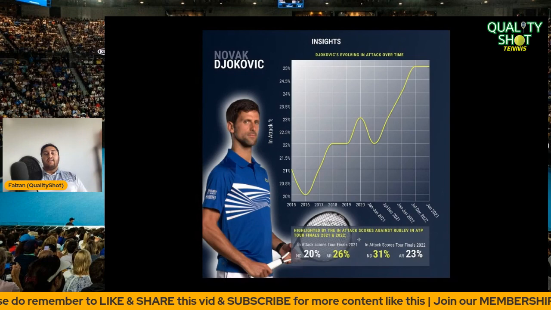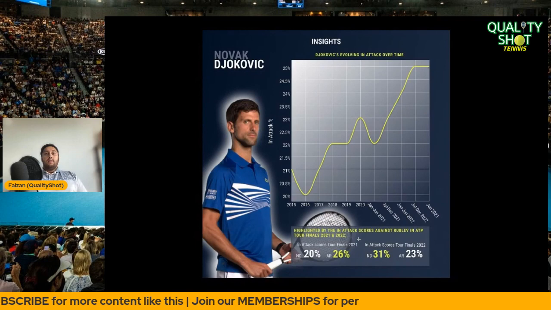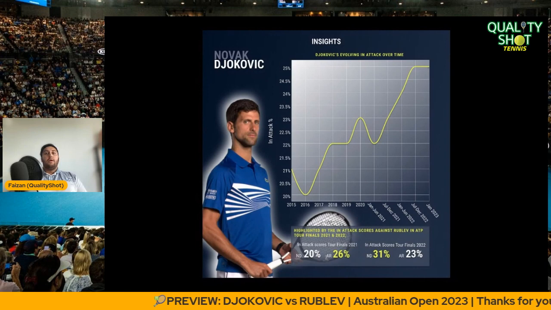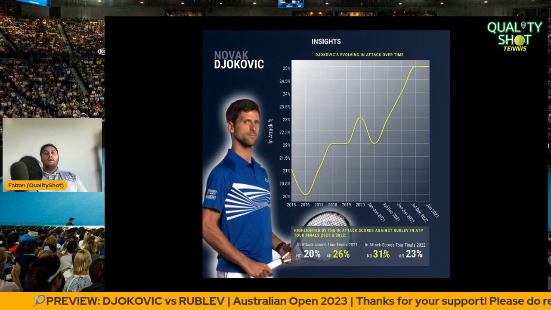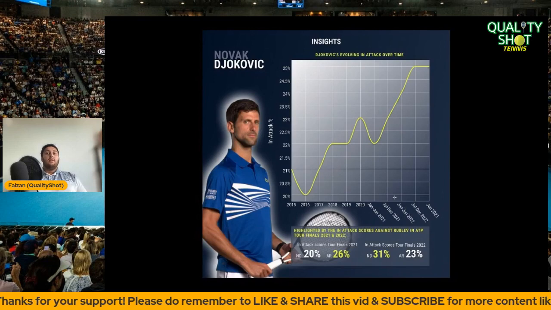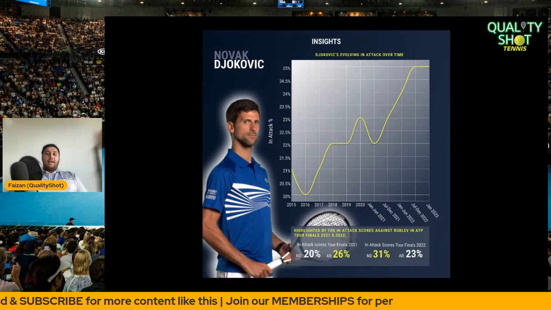And what's highlighted, I guess, is the fact that in the ATP Tour Finals in 2021, against Rublev, so this is when they both played each other, Djokovic was at 20% in 2021, and Rublev was at 26%. Djokovic in 2022, when he absolutely dismantled Rublev in straight sets, 31%, Rublev at 23%. So a dip from Rublev in attack, and for Djokovic, more than an 11% increase. So pretty impressive. That's an interesting stat and some interesting insights there as well.